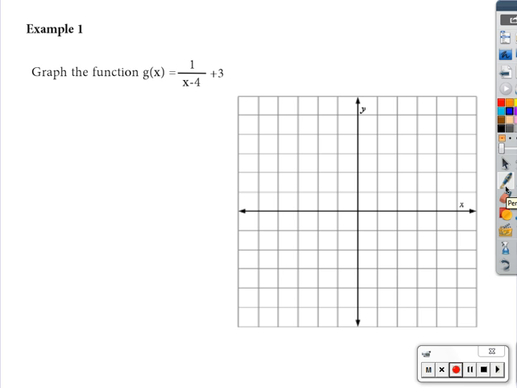A couple things. First of all, if you remember the parent graph and what it looks like, y equals 1 over x, then we can simply shift that parent graph. So remember, it has a VA at 0 and an HA at 0. Now, the reasons behind that we'll talk about here. The reason why we have the vertical asymptote at x equals 0 is that x cannot equal 0, because we cannot divide by 0. 1 divided by 0 is an undefined answer.